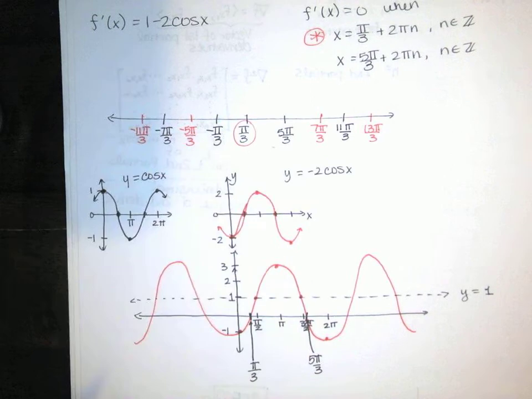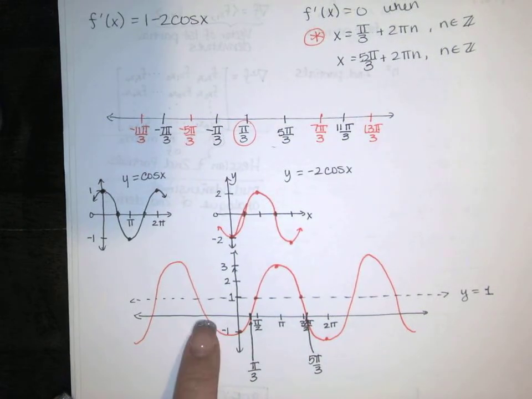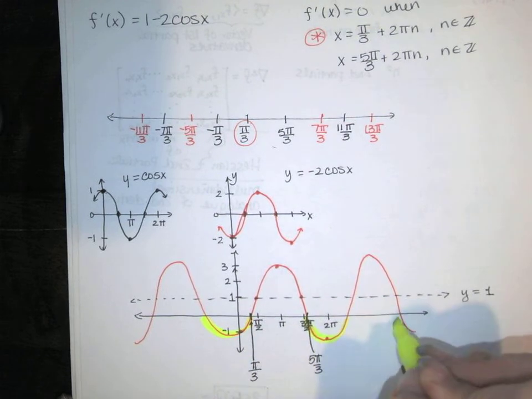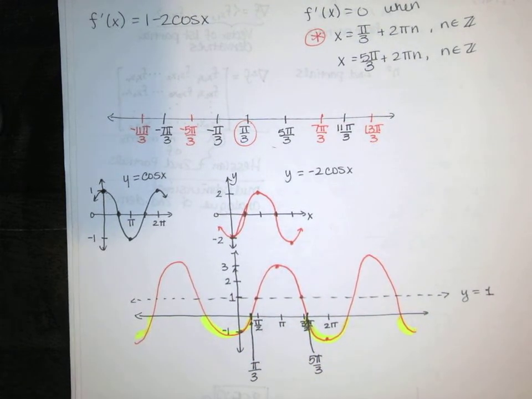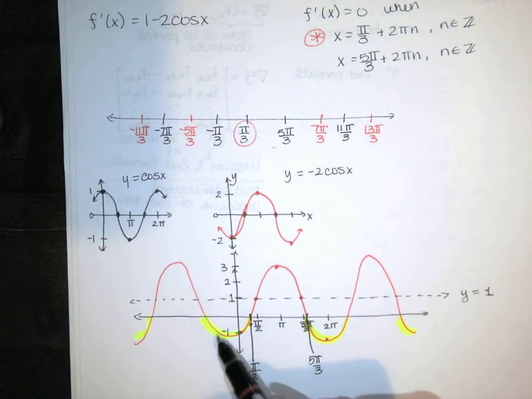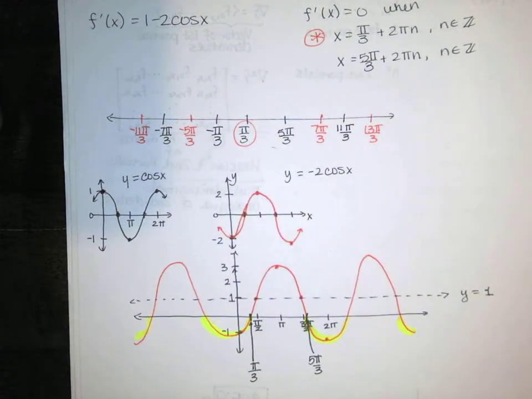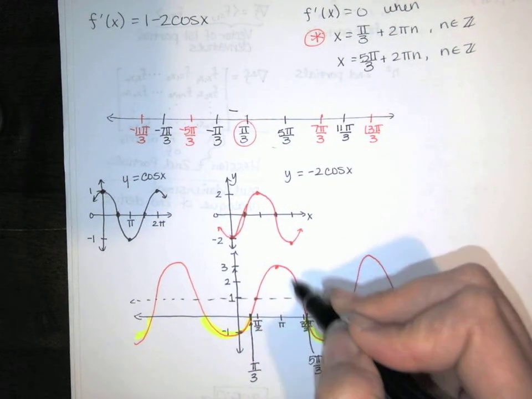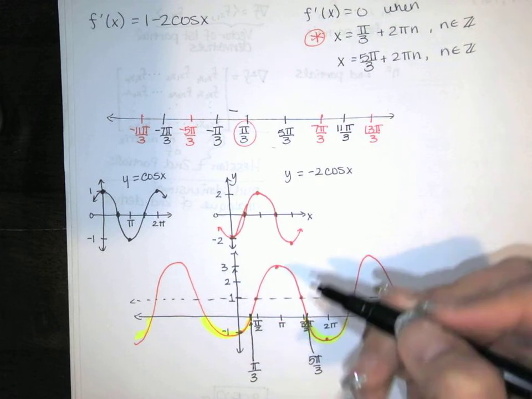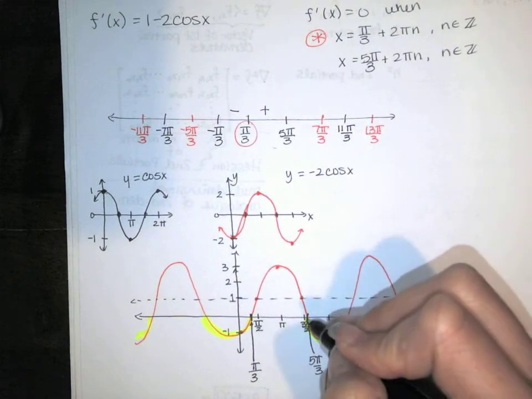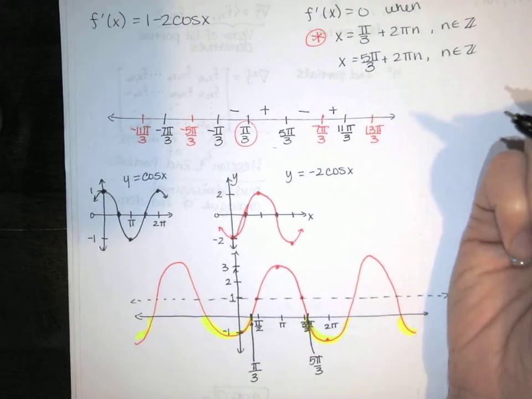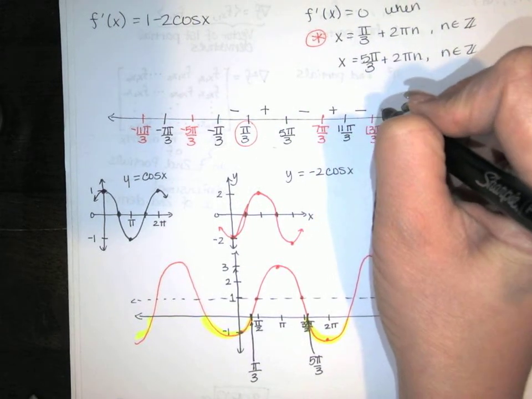Well, f prime is negative anytime that curve is below the x-axis. The curve is below the x-axis on this first interval from negative pi over 3 to pi over 3, so it's negative there. Then between pi over 3 and 5 pi over 3, the y values are positive on the derivative graph. So that's positive. Then from here to here, they're negative, then positive. And we see that the pattern is alternating, it repeats.